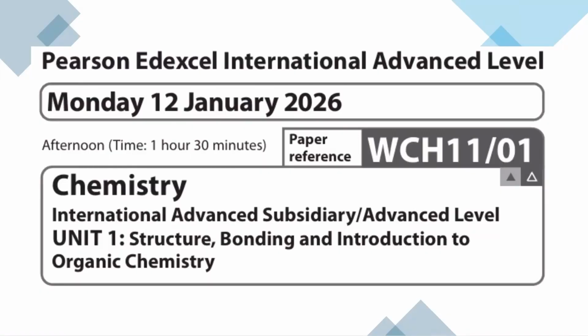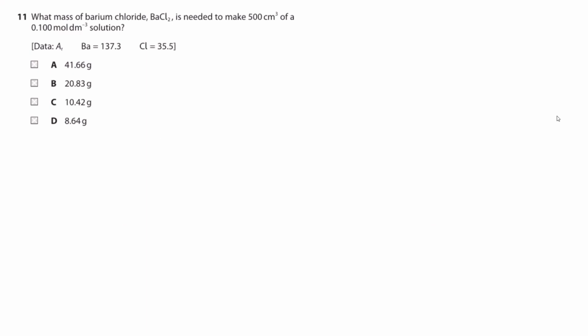In the first part, we discussed questions 1 to 10, the MCQs in the 2026 January Unit 1 chemistry paper. So in this section, we are going to discuss question number 11 onward. So let's take question number 11.